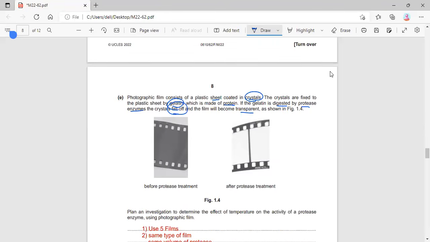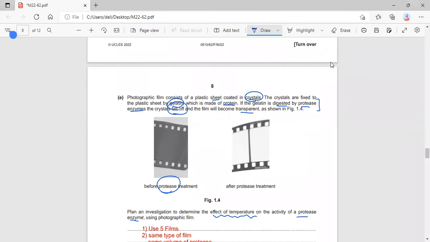Please don't panic when you read something like this. If you do not know what the film is, what the crystals are, it doesn't matter. At the end, he is asking you about an enzyme. Protease enzyme. Plan an investigation to determine the effect of temperature on the activity of protease enzyme. Very basic experiment, we know it. It's nothing. The only thing that you need here is what results will you measure?